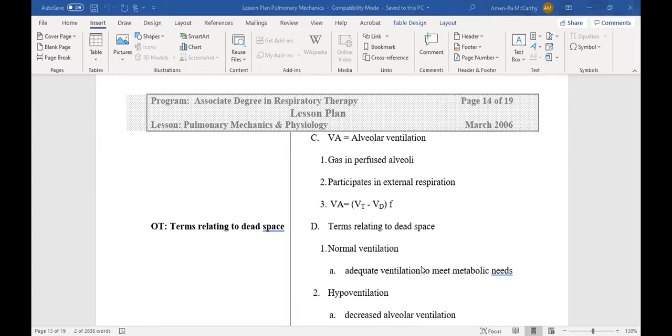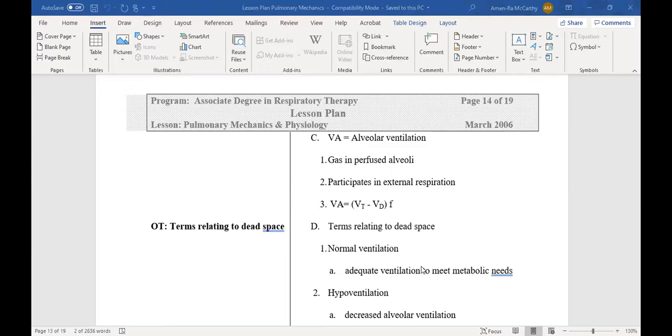The next one is alveolar ventilation. Alveolar ventilation is the gas that is perfused in the alveoli. That is what I want to know. What part of external respiration participates in gas exchange, right? Which part is actually participating in gas exchange? And external respiration is gas exchange between the alveoli and the outside air. Don't forget that. External respiration is gas exchange between the alveoli and the outside air, right?